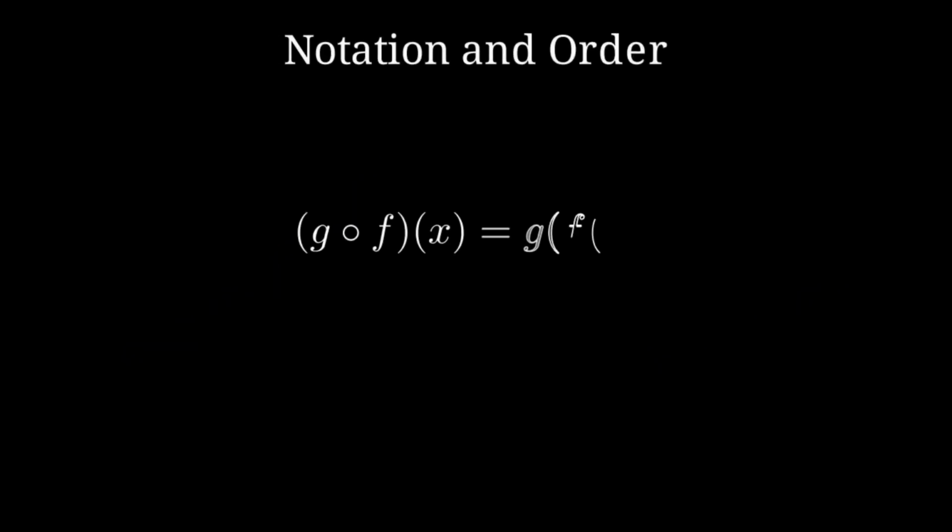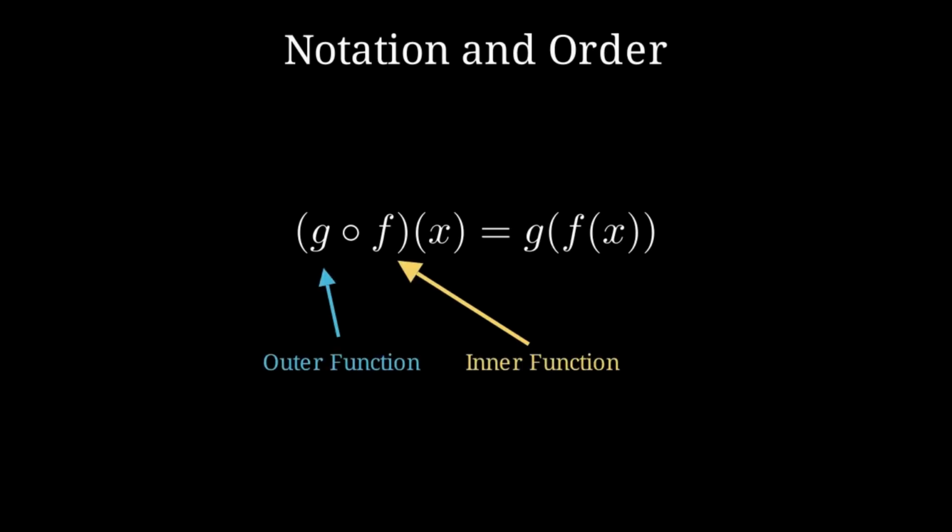The small circle means composed with. Remember, the function closest to the variable x is the inner function, which is evaluated first. Changing the order of composition usually changes the final result entirely.